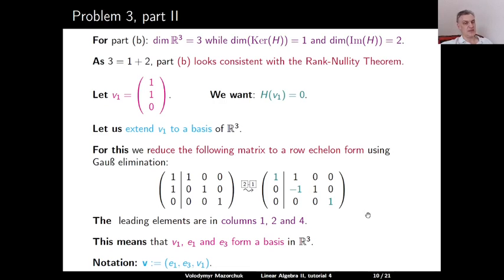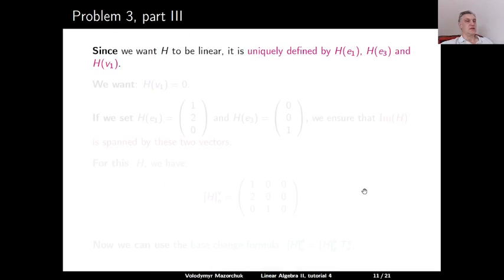Let us denote this basis by bold V, and let us order it in the following order. So we start from E1, then E3, and then V1. Since we know that our H should be a linear map, it is uniquely determined by its values on E1, E3, and V1. And as we already mentioned, H of V1 should be 0 because it is requested that V1 should be in the kernel of H.